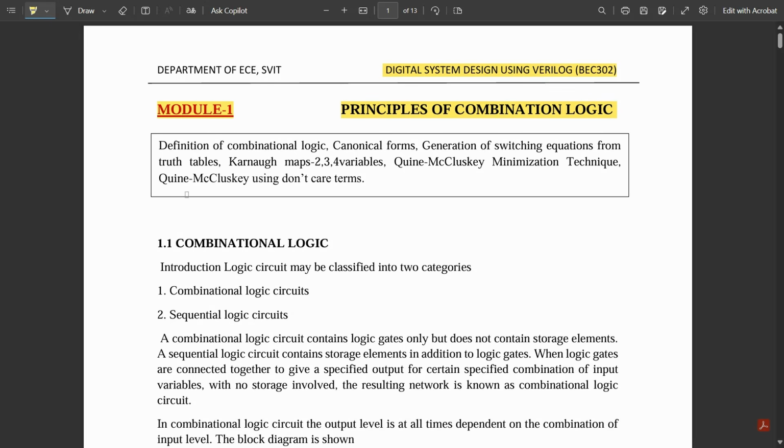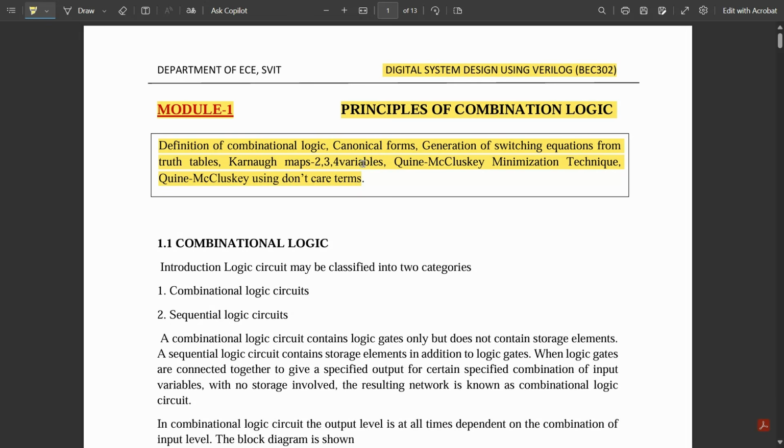In this first module, based on the latest VTU syllabus, we have these many concepts to study. Starting with the definition of combinational logic circuit, which we are going to cover in this video only. I'm going to tell you about the combinational logic circuit in detail. Then canonical form representations, that is simply the Boolean expression and sum of products and product of sums conversion, everything we are going to see in this canonical form. Then generation of switching equation, that is SOP and POS form again.